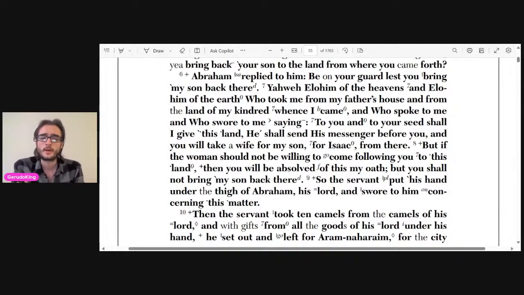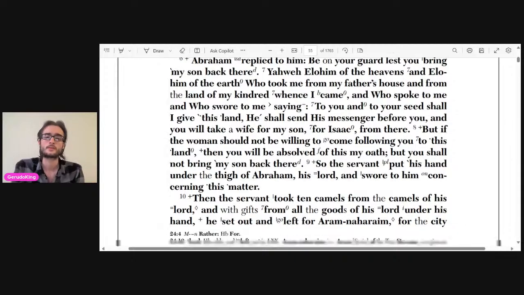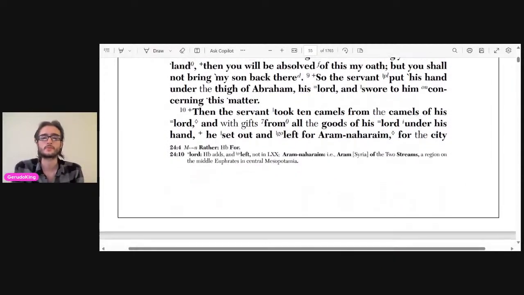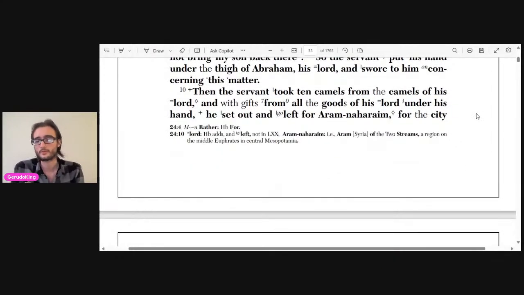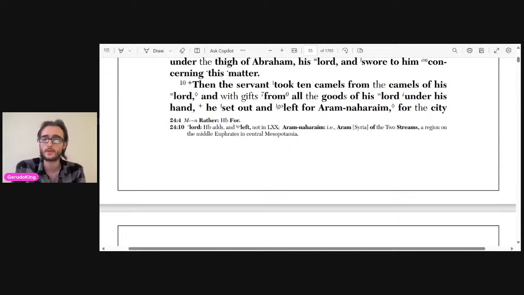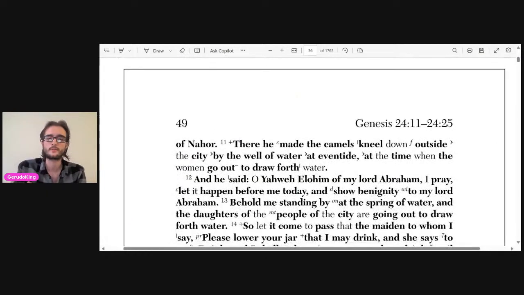But if the woman should not be willing to come following you to this land, then you will be absolved of this my oath. But you shall not bring my son back there." So the servant put his hand under the thigh of Abraham, his lord, and swore to him concerning this matter. Then the servant took 10 camels from the camels of his lord, and with the gifts of all the goods of his lord under his hand, he set out and left for Aram Naharaim, for the city of Nahor.